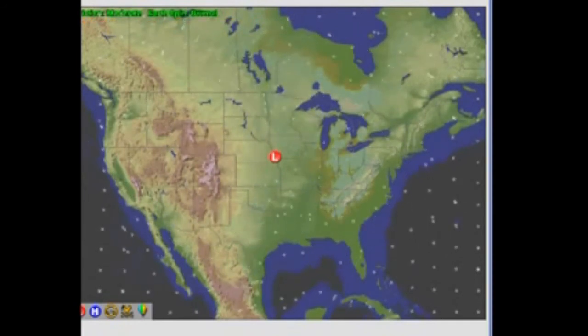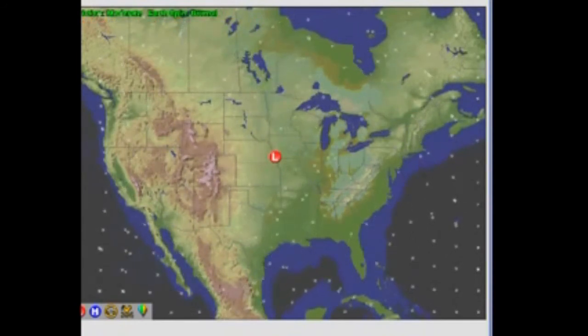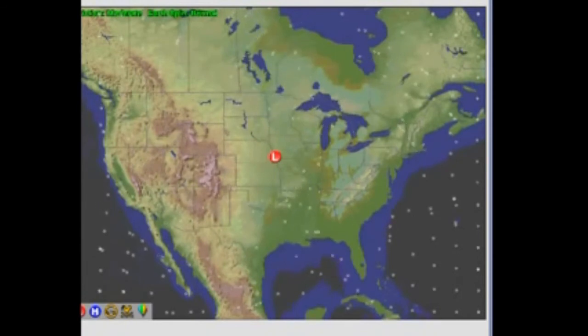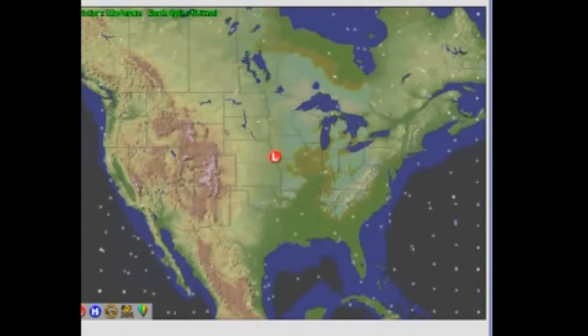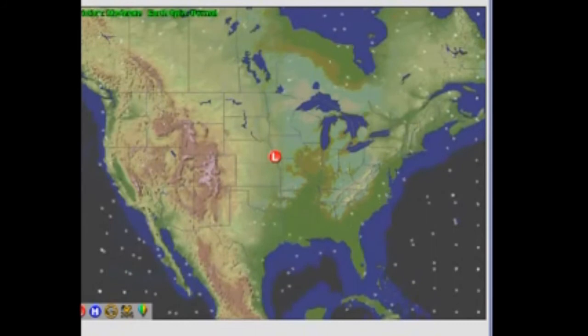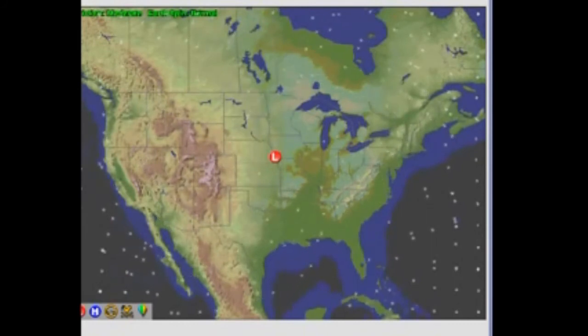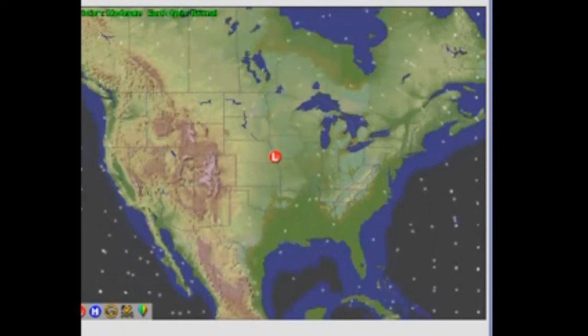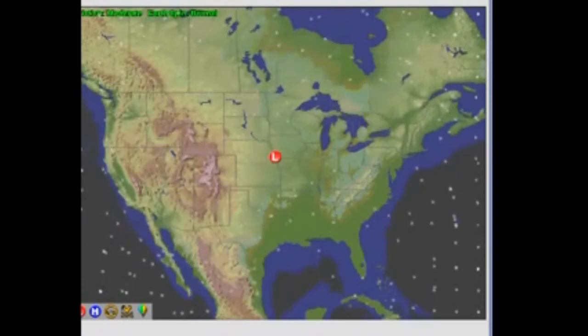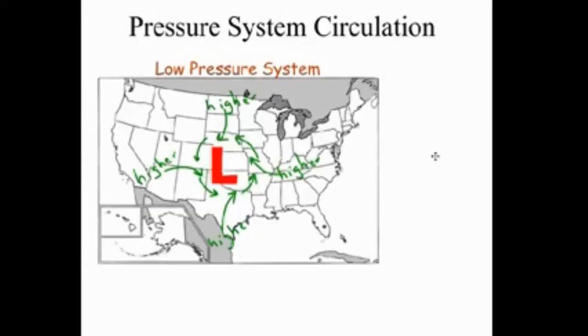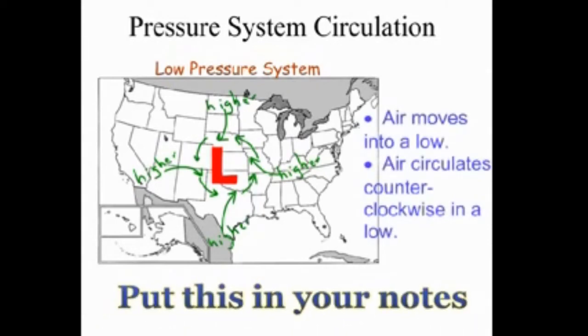And they set up a circulation that is counterclockwise. So in a low pressure system, the circulation of the wind is counterclockwise and in towards the low. Counterclockwise. Head on back to our notes, we see that the circulation in a low pressure system is air moves into a low and air circulates counterclockwise in a low.